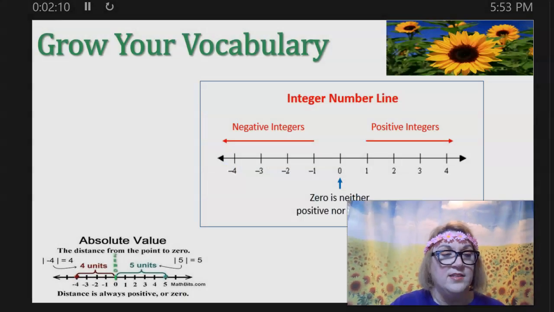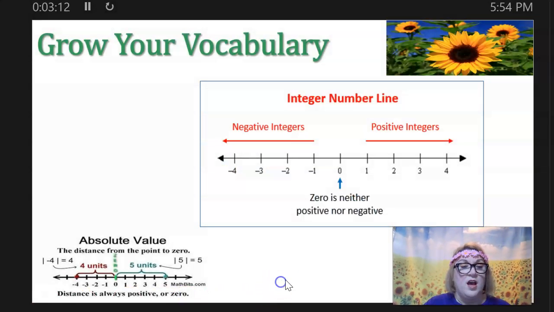All right, let's look at some of these vocabulary terms. The first word is integer. An integer is all of our whole numbers, positive and negative, and also 0. 0 is neither positive nor negative. So again, it's all the whole numbers, including 0, positive and negative.